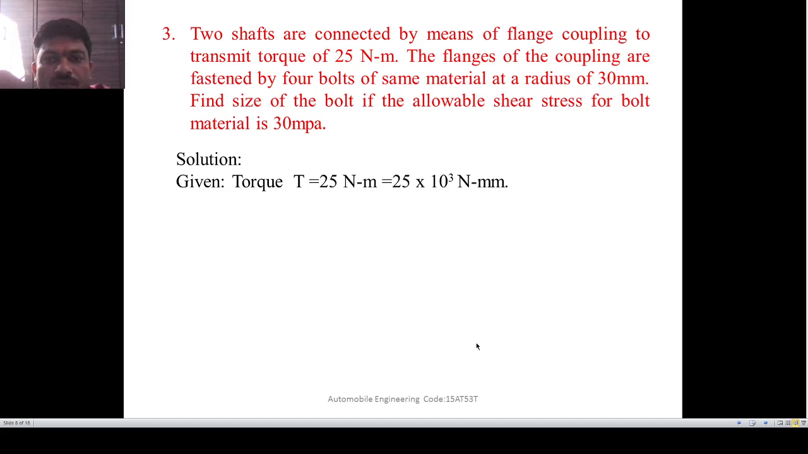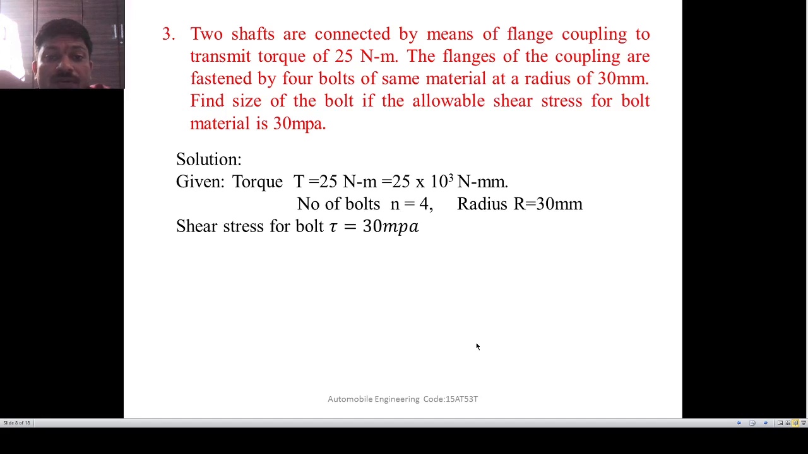The flanges are fastened by 4 bolts, so the number of bolts n is equal to 4, of the same material at a radius of 30 mm. The allowable shear stress for the bolt material, tau, is equal to 30 megapascal, that is 30 Newton per mm square. Already we have designed the bolt based on tensile loading. Here we are designing the bolt based on shear loading, that is shear stresses are induced in the bolt. From that we are going to find the nominal diameter of the bolt for the coupling.